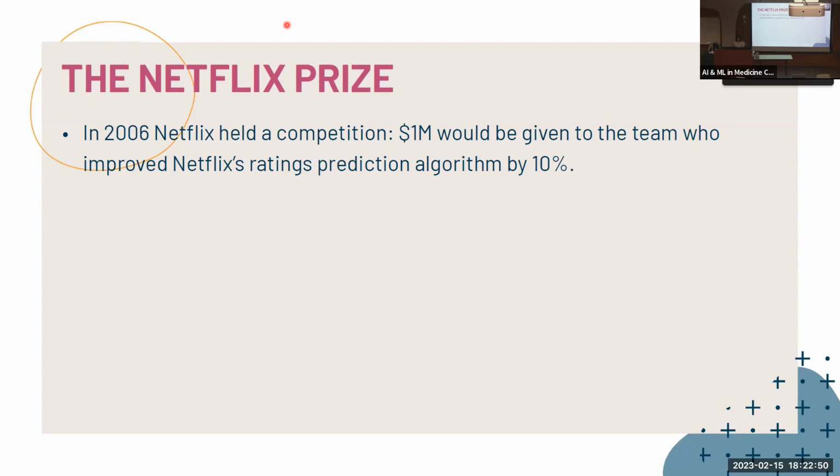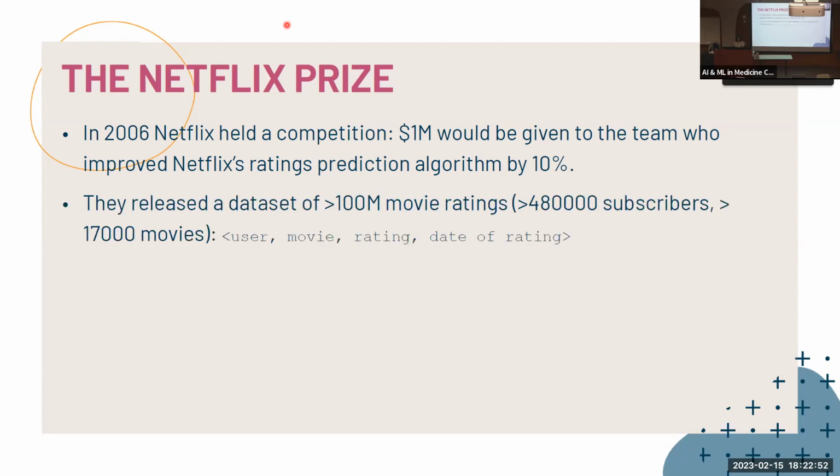Okay, so what did they provide people with for this competition? They released this anonymized data set of 100 million movie ratings. It contained rating information from about 480,000 subscribers and 17,000 movies. Each row essentially had user, movie, rating, and date of rating.